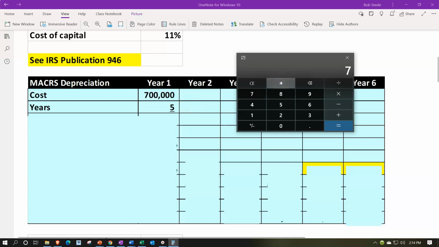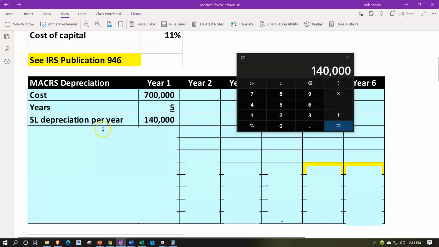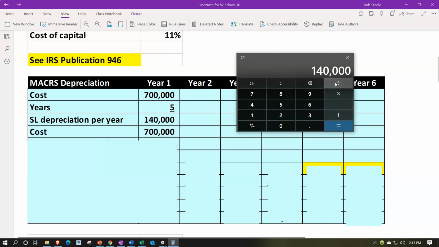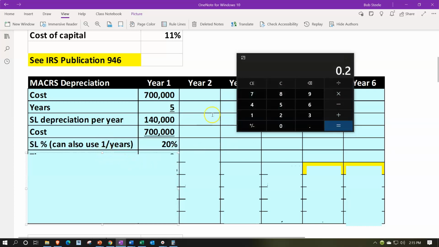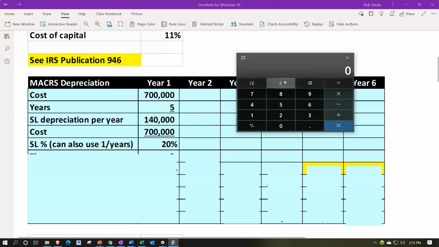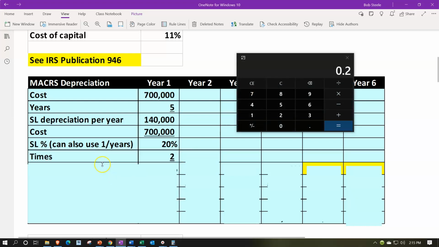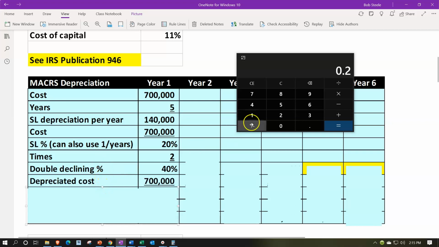So we're going to take that $700,000 divided by 5 years, and that's going to be the 140,000. That would be the straight line amount that we would depreciate. If I divide that again by the $700,000 cost, we get the straight line depreciation rate, which would be 20%, which you can also calculate by taking 1 divided by 5, getting that 20% straight line rate. If we double it, we then get 40%. That's the double declining part of the MACRS double declining half-year convention.